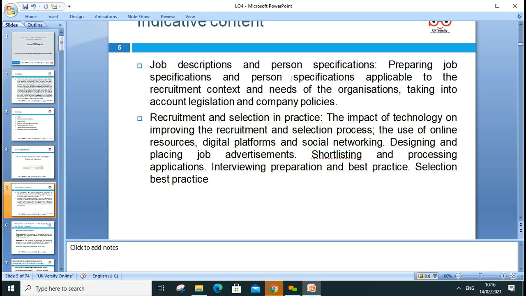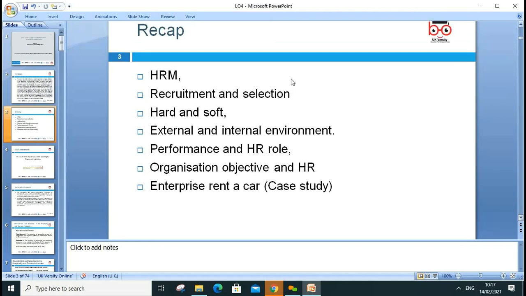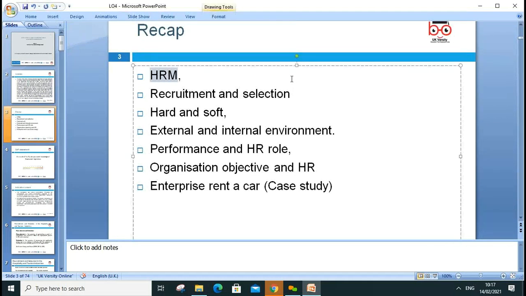And then we learn about recruitment and selection, and how technology can play the key role. Yes, of course technology can play the key role, especially in which website we advertise our job adverts. How we can use technology in the recruitment and selection process: digital platforms, social networking, and designing the job advertisement. Then shortlisting and the application process, interview preparation, best practices, and selection and evaluation after the selection, to see whether our process is effective or not.